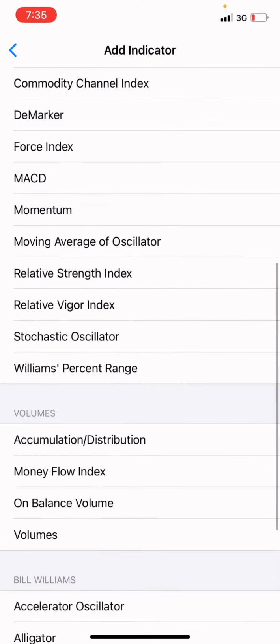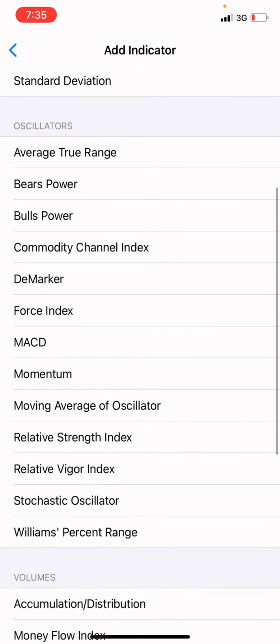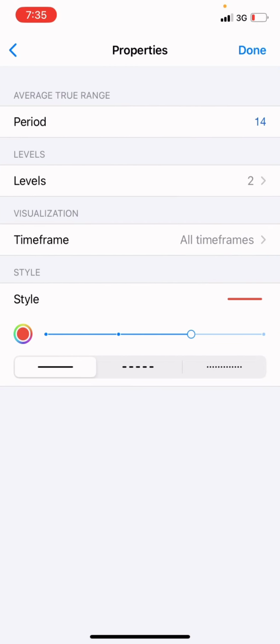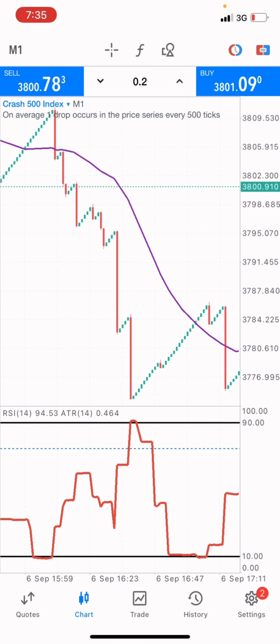All right, now we're going to put on another indicator. First of all, we're going to look for the average true range. We're going to look for the average true range indicator, period 14, the levels 2. Then the style is going to be on 3 pixels with the color red right here. With this first line here, we're going to click on done.